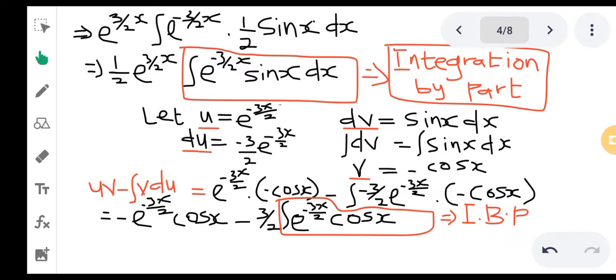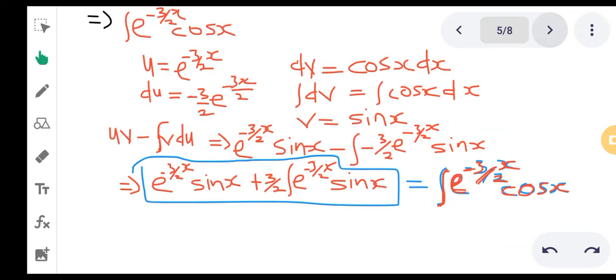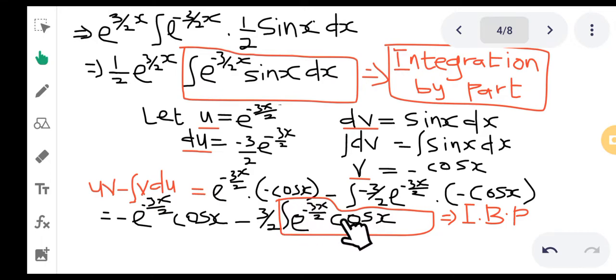So the idea is that we will integrate until we get something the same as the original question, the original equation here. That's the integral of e to the minus 3 over 2 x sin x dx. So we just concentrate on this and integrate it again. Okay, so we are doing that. We are just concentrating on this one.